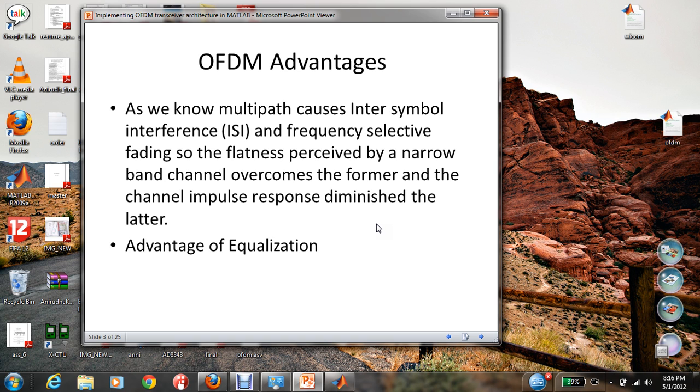So as a result, we avoid equalization and use the OFDM concept in order to remove the intersymbol interference. It interprets the multipath channel as a narrowband channel, and as a result, the channel response is almost flat. As a result, there will be only one multipath per subcarrier.